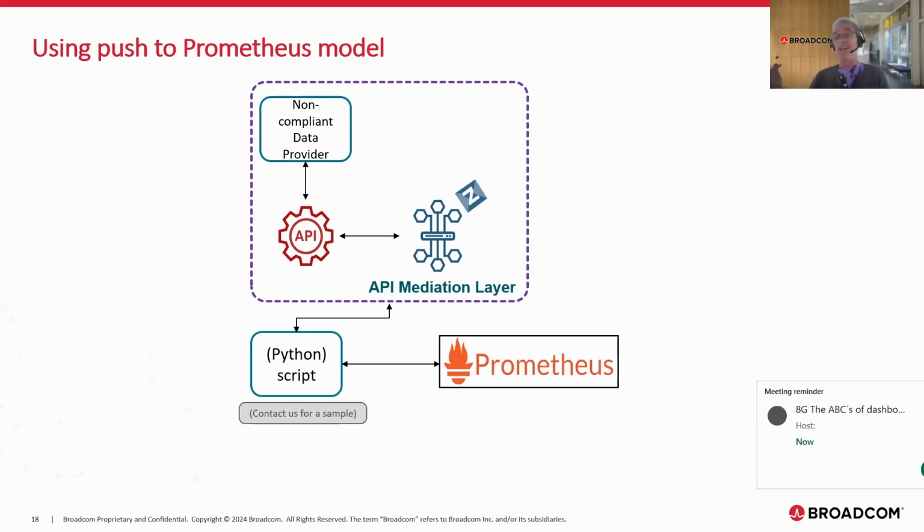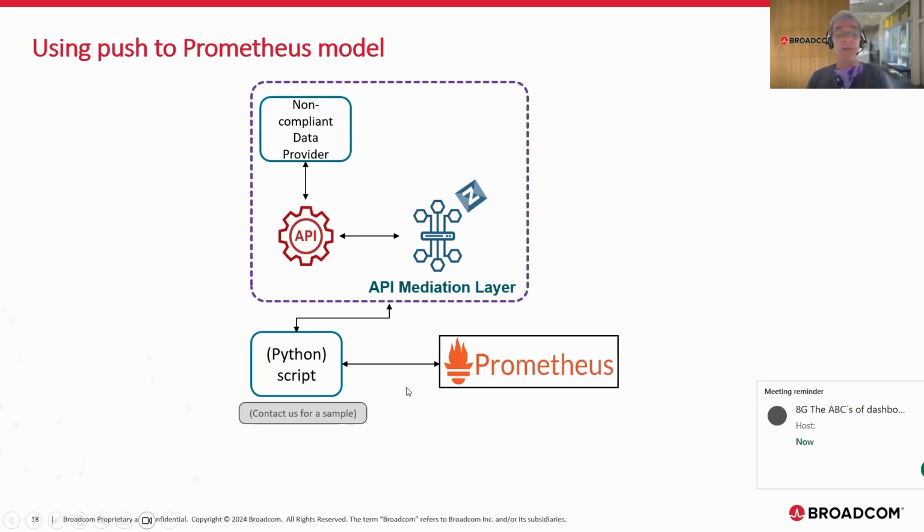This Python script is just listening to an HTTP port, and whenever Prometheus asks the Python script for data, thinking it's the RESTful API, then the Python script will, under the covers, invoke the RESTful API through the API mediation layer. But then it has control. So rather than feeding the data directly back, the Python script will actually transform that non-compliant data, that JSON data, it will parse it and push it through the Prometheus API into the database, right?